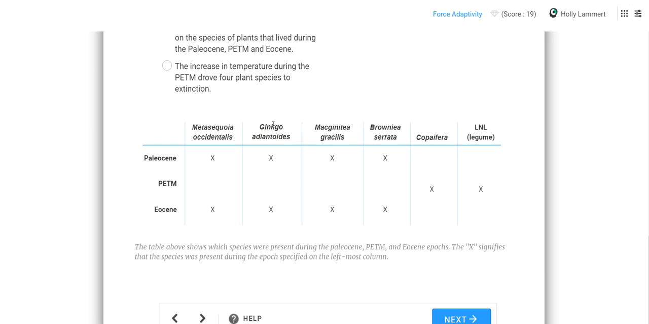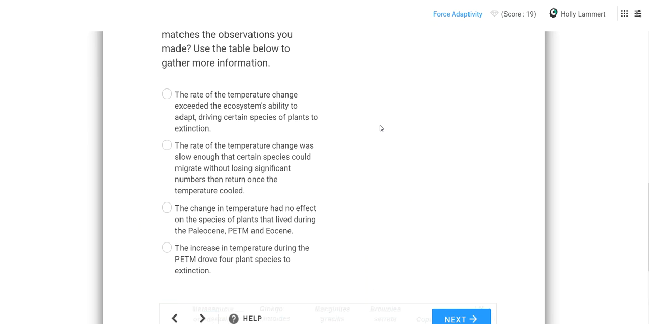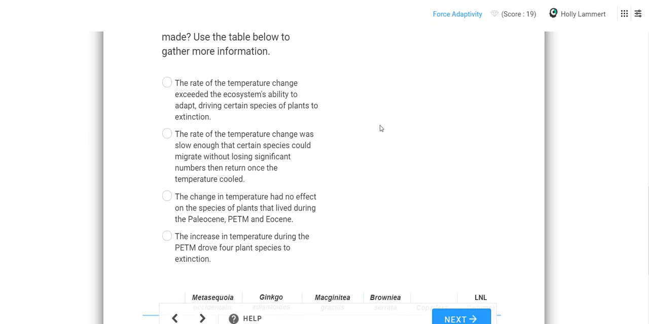But you can see that there are 2 that only exist during the PETM. Otherwise, you have these other ones that exist before and after. So my guess is those 2 are the tropical plants. Let's see which one of these responses, and I think yours might be in different orders, but I'm going to read just the order that came up for me. The rate of the temperature change exceeded the ecosystem's ability to adapt, driving certain species of plants to extinction.